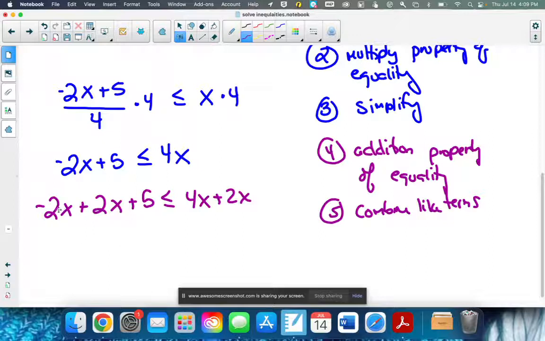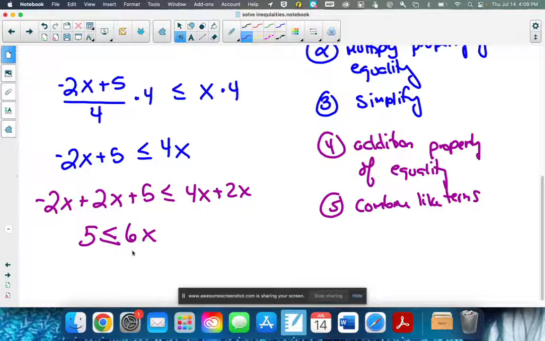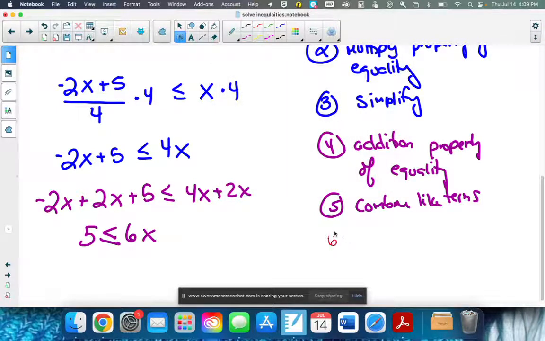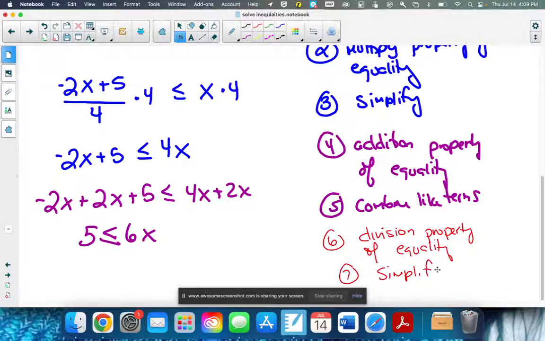All right, so negative 2x and positive 2x is 0, so that's just 5. And then 4x plus 2x is 6, okay? So I have one last step because I still have something attached to my x, right? That 6 is multiplying it. Anything in front of a variable without a symbol has to be multiplying. So that means I have to use the division property, and then simplify. So I'm going to divide both sides by 6.